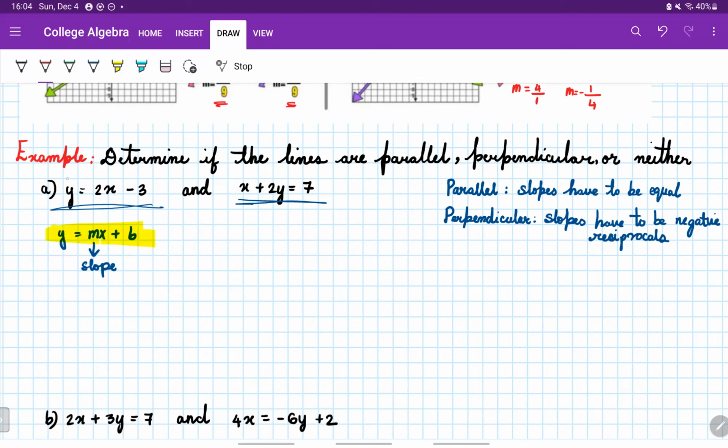In the first equation here, we are already given it in the slope-intercept form, so we know that our m is 2. So m is 2 for this equation, and for the next equation we can write it in the slope-intercept form. That would be 2y equals negative x plus 7. I get this by subtracting x on both sides. Then y equals negative 1 over 2 x plus 7/2. I get this by dividing by 2 on both sides. And here you can see that this is in our slope-intercept form, and we can see here that negative 1/2 is the m.